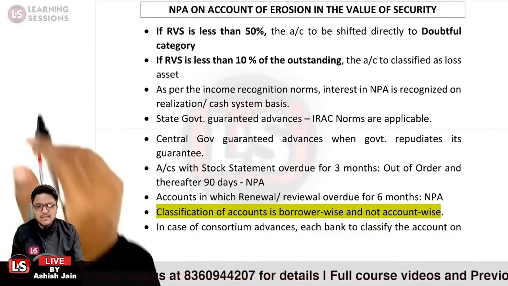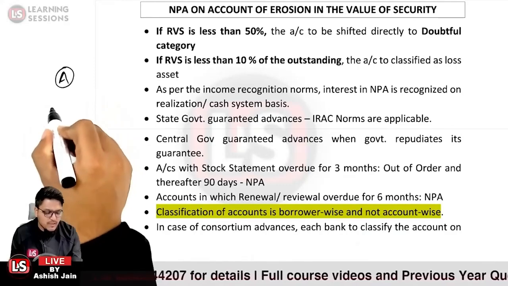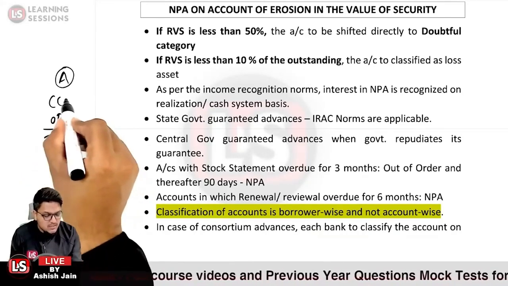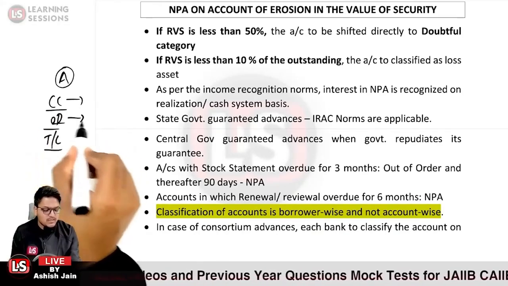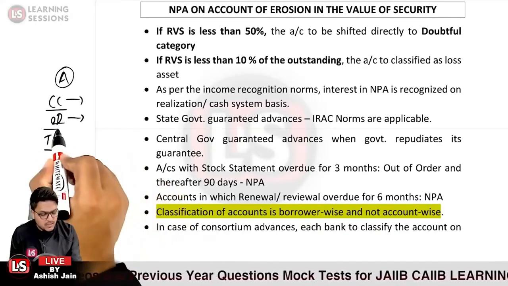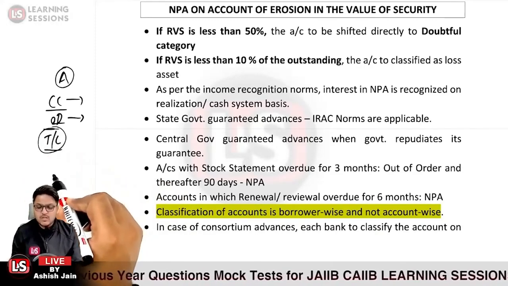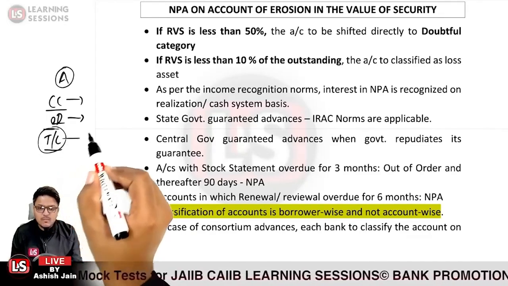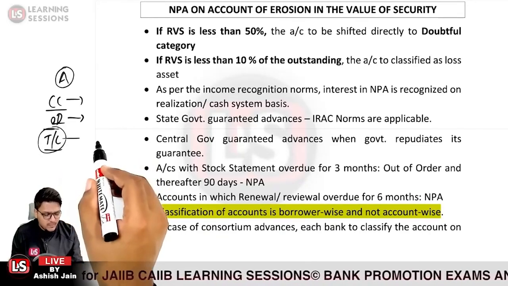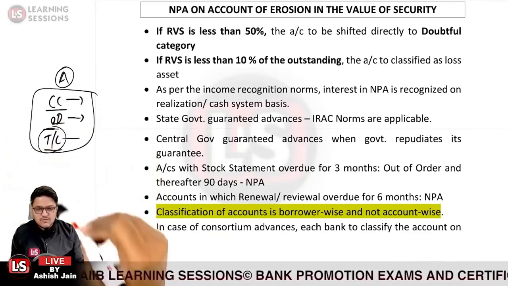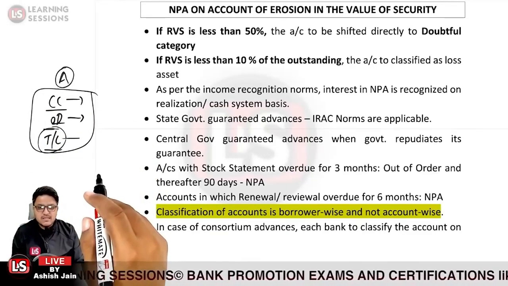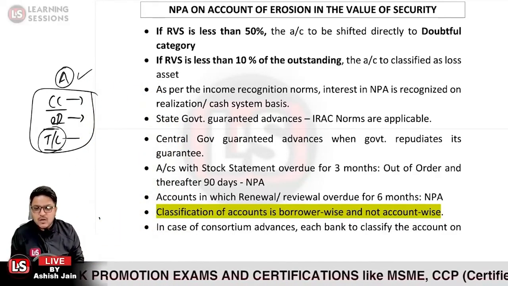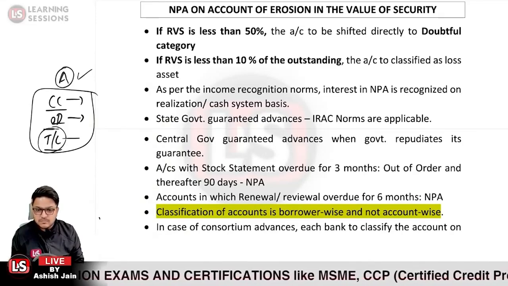What does it mean? Let us take the case that person A is maintaining different accounts with the bank: a CC account, an overdraft account, and a term loan account. Now these accounts are regular. The OD account is regular, the CC account is regular, but the installment is not being paid in the term loan account. In that case, if it turns out to be NPA, then all these accounts will be classified as non-performing assets, because asset classification is borrower wise and not account wise. Is that clear?